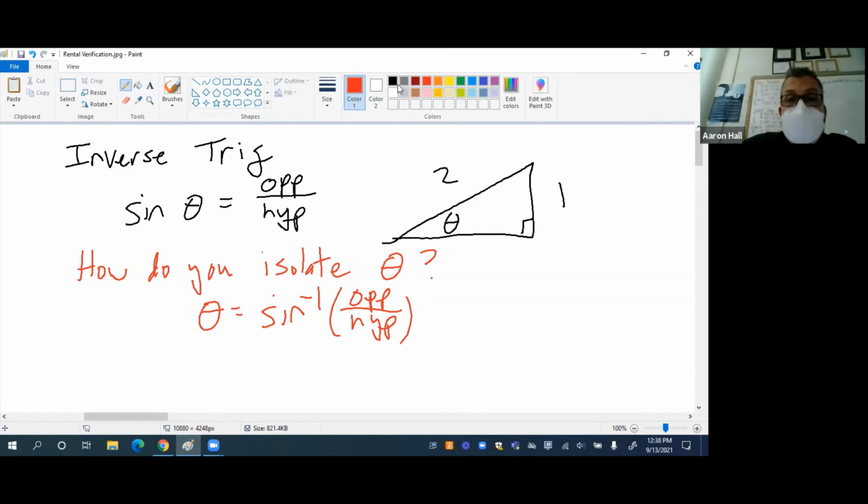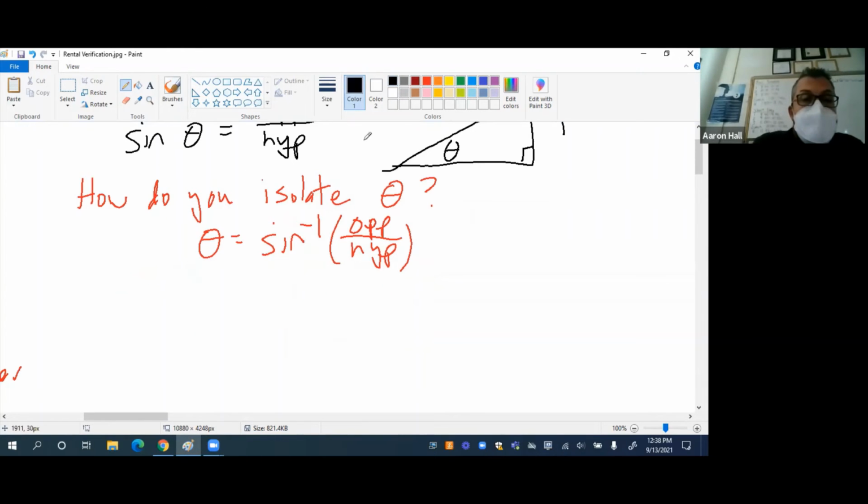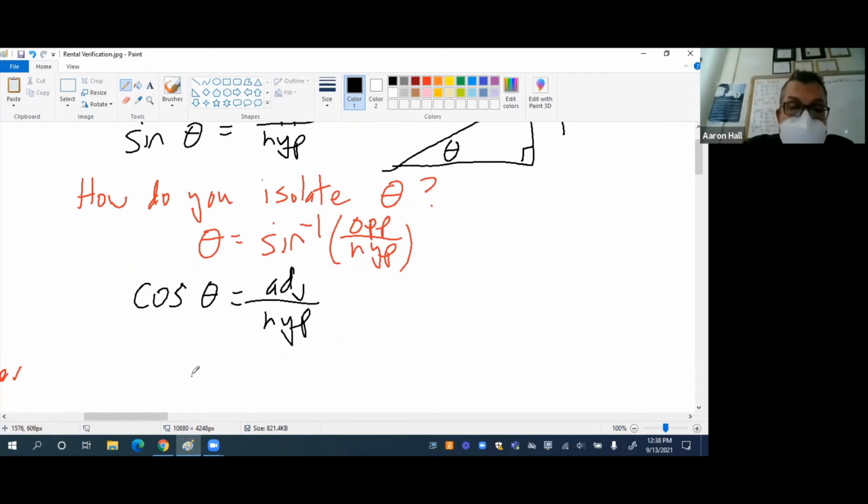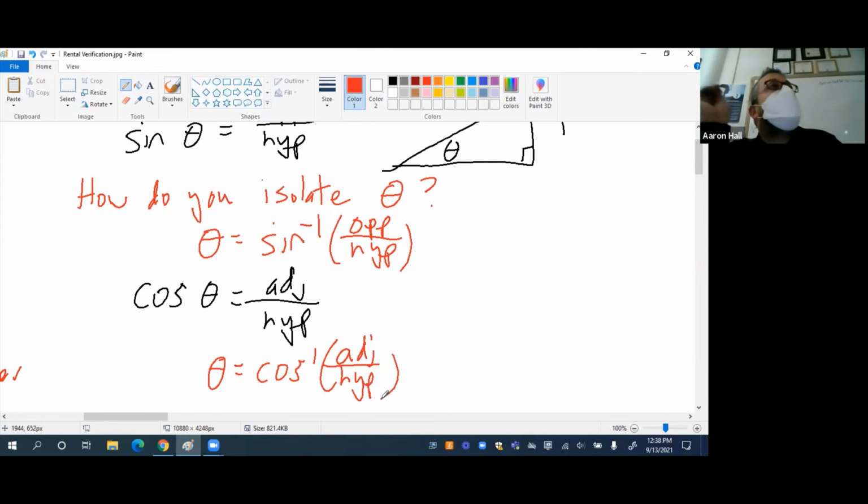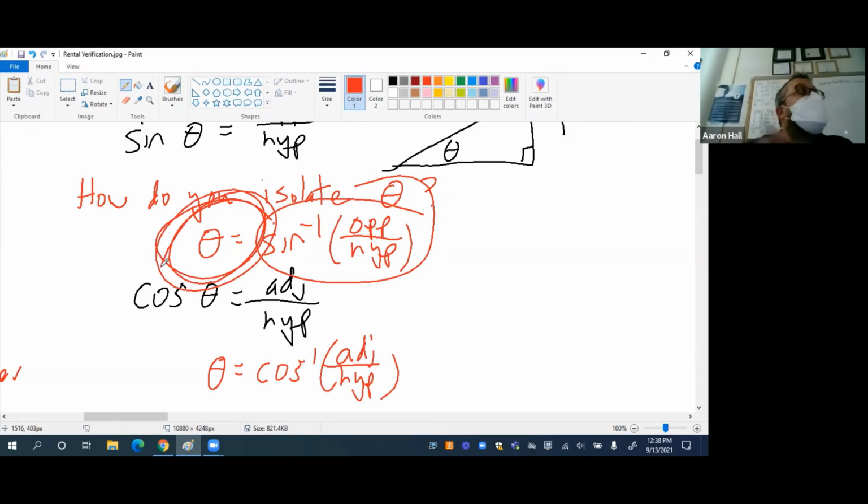So what about cosine? Cosine of theta is adjacent over hypotenuse. How do I isolate theta here? Yeah, we can do the inverse of cosine. So we do the inverse of cosine of our adjacent over hypotenuse. The point of an inverse trig is to find what? To find the angle. Yep. The whole point is to find the angle.